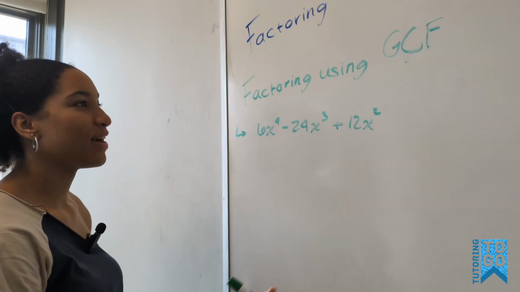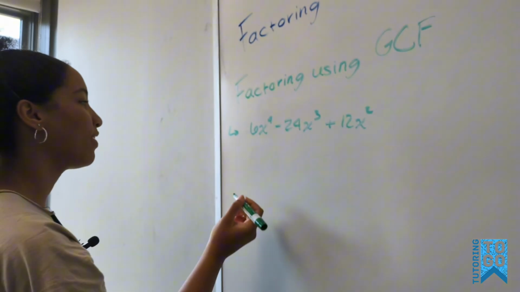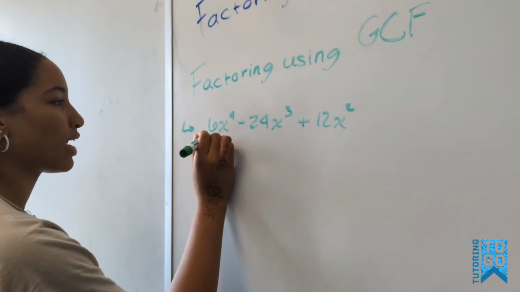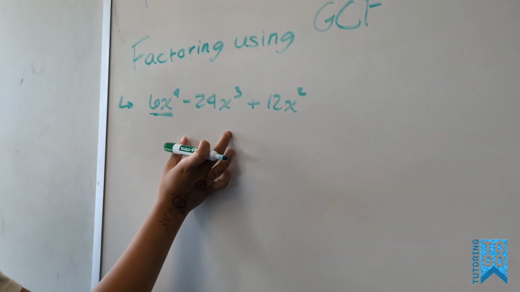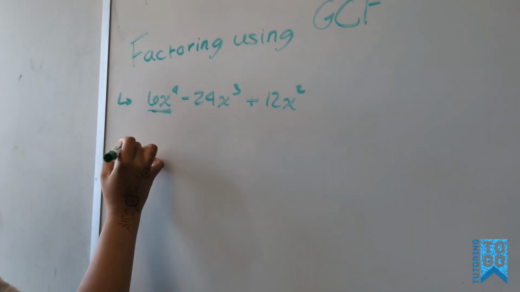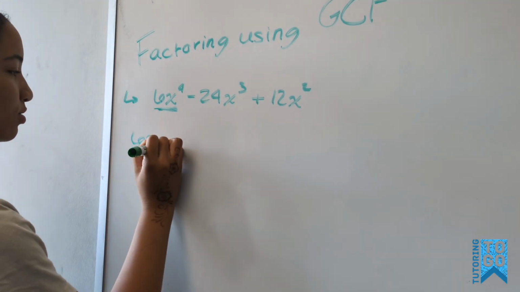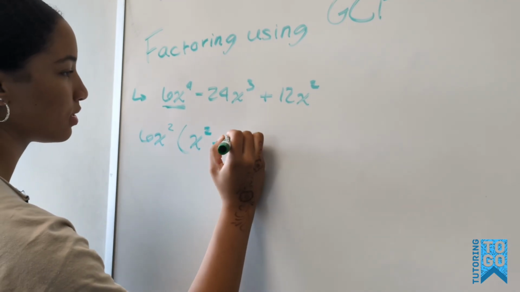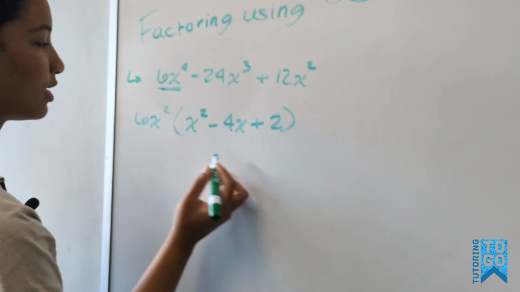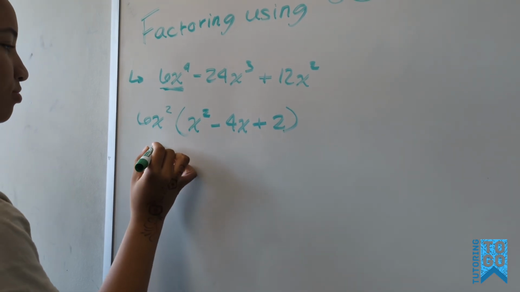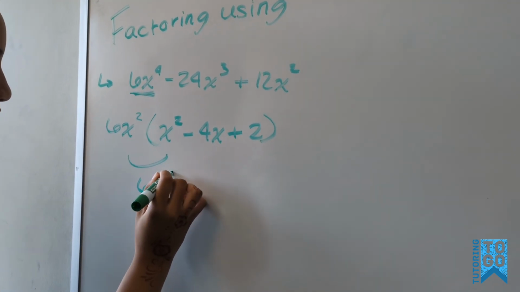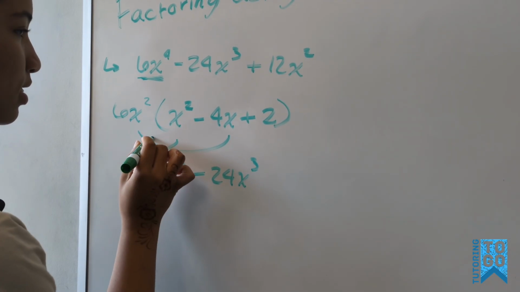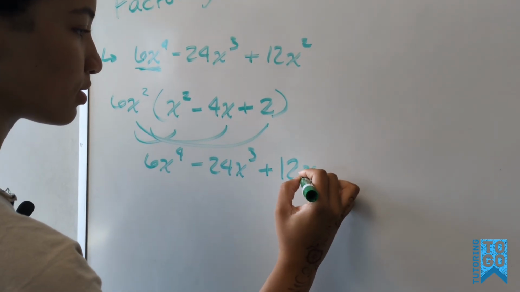So the next factoring, we're going to factor using greatest common factor, or GCF. So the common factor between all three of these is the 6x squared, because they all have a degree that you can take out squared from. So then on the outside, you just write 6x squared, and then on the inside, it'll just be x squared minus 4x plus 2. Because when you factor these back out, this will equal 6x to the 4th. This will equal negative 24x to the third, and then this will equal your 12x squared.